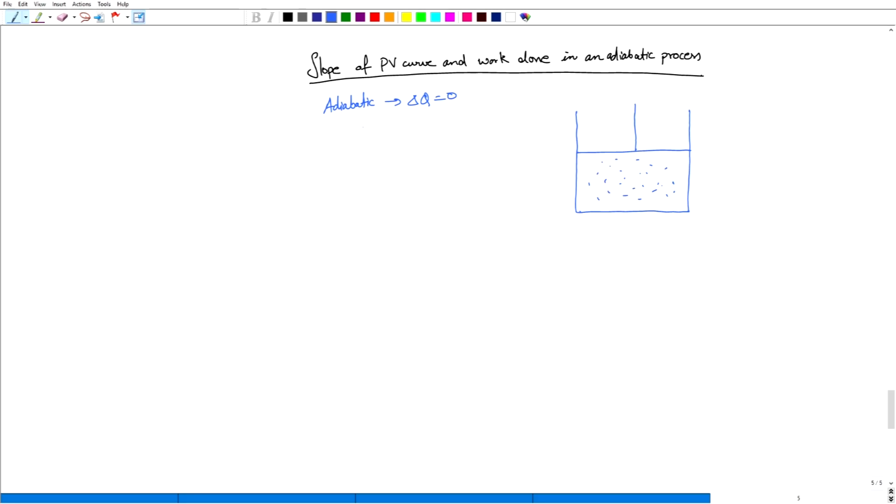So it means that whatever work you are doing on the gas, or the work done by the gas, is eventually an increase or decrease in the internal energy of the gas. So the process is so fast that there is no exchange of heat. It is like, you see, a thermoflask.